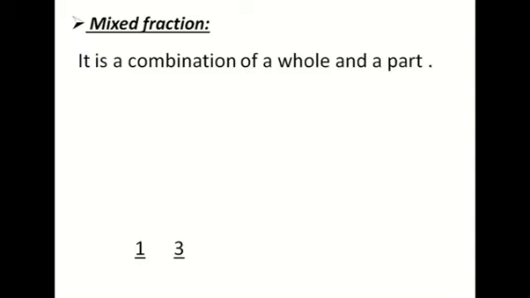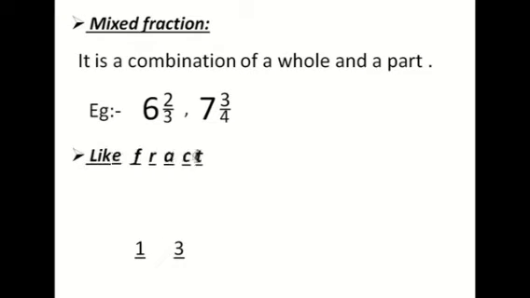Now, mixed fraction. What is a mixed fraction? It's a combination of a whole and a part. Look at the example here. It is 6 2/3. 6 is a whole, 2/3 is a part. It means it's a combination of a whole number and a fraction. Here 7 3/4. 7 is a whole number and 3/4 is a fraction. So a mixed fraction is a combination of a whole and a fraction.